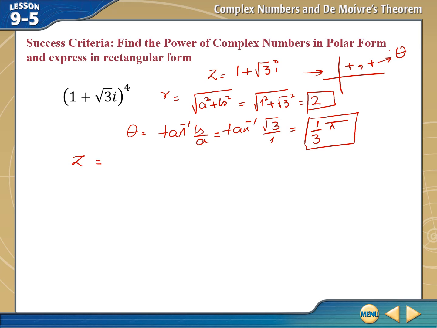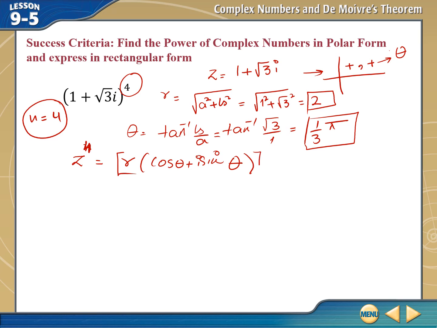Now write down z equals r cosine theta plus iota sine theta. We raise the power on both sides because our n is 4. So we raise the left hand side to the power of 4, and similarly we raise the right hand side to the power of 4. Applying De Moivre's theorem, first of all, substitute r as 2 and theta as 1 over 3 pi. After doing this, we have to raise the power of r as 4.